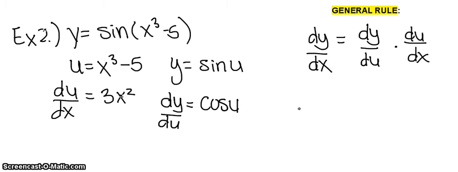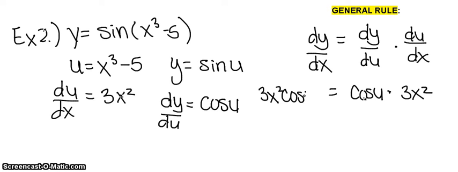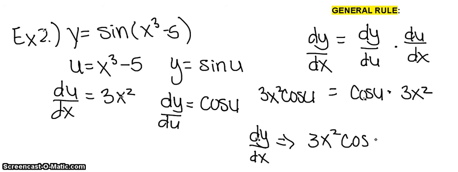Now to complete the general rule, we will take cosine of u multiplied by 3x squared. Cosine of u multiplied by 3x squared will give you 3x squared cosine of u. Now we will reinsert u to find dy dx. Therefore, dy dx will equal 3x squared cosine of (x cubed minus 5).